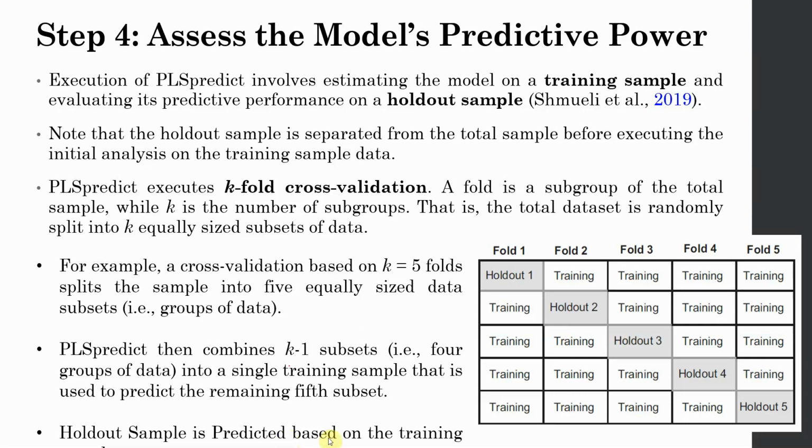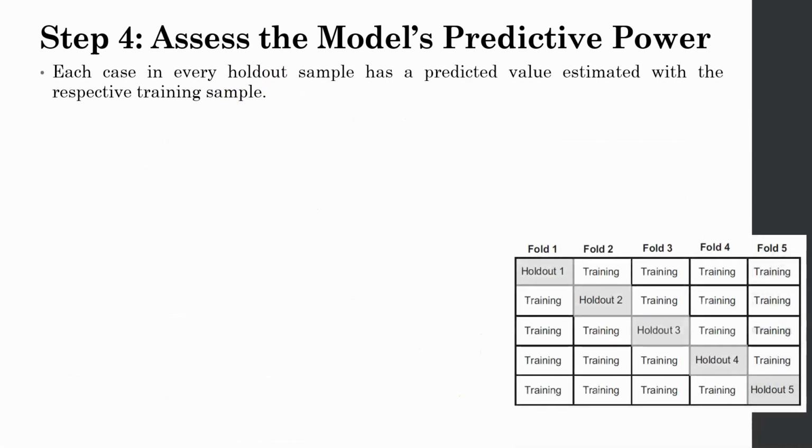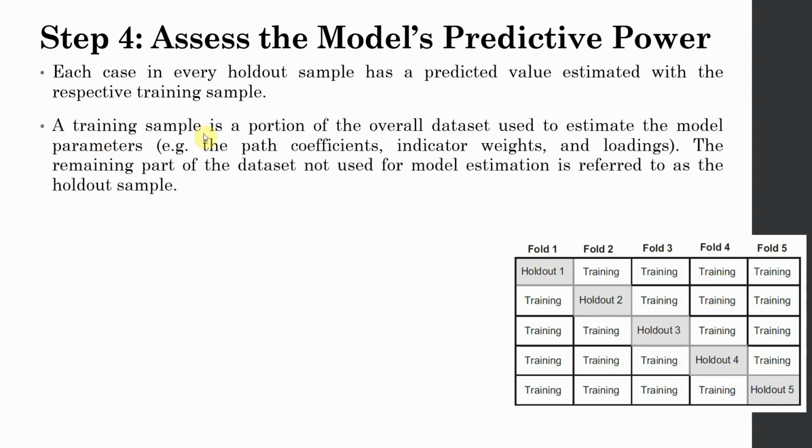Holdout sample is predicted based on the training sample. Each case in every holdout sample has a predicted value estimated with the respective training sample. So your holdout sample is predicted based on the rest of the sample. Again, your holdout sample keeps changing until you do it for all the folds. Now, a training sample is a portion of the overall dataset used to estimate the model parameters, that is the path coefficients, indicator weights, and loadings. The remaining part of the dataset that is not used for model estimation is your holdout sample.